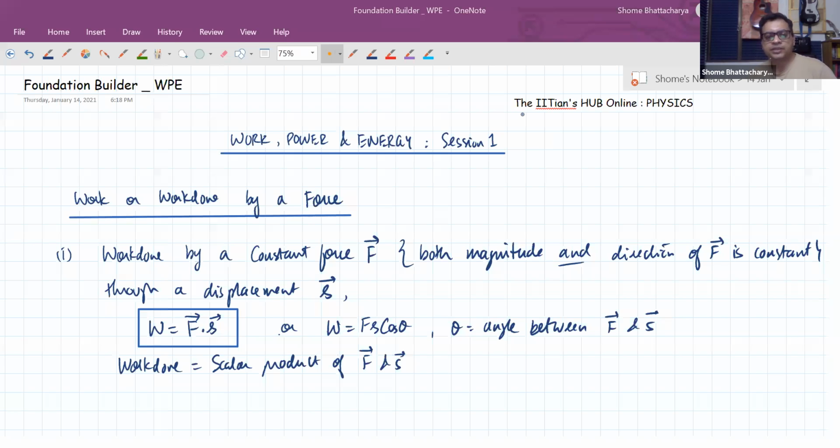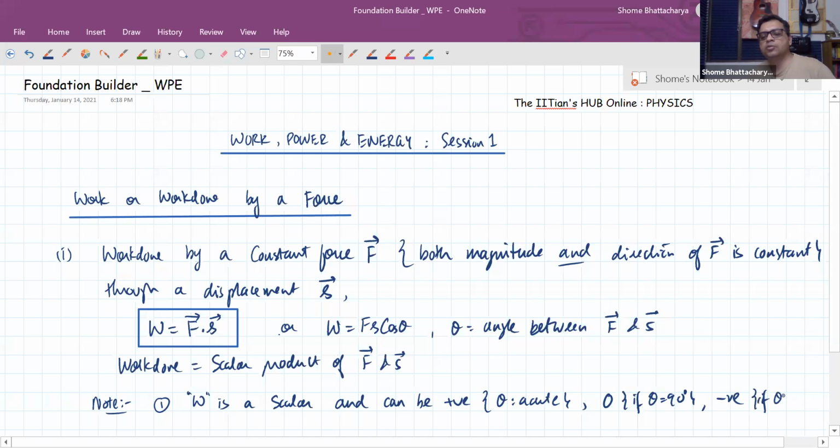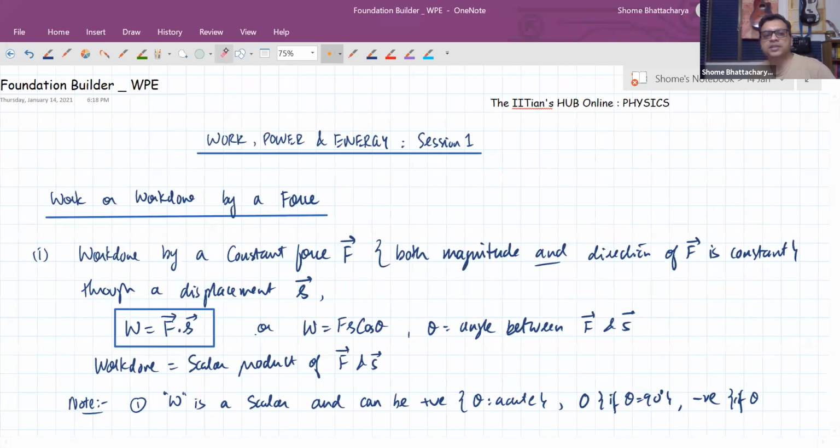So immediately in the definition, you can see one thing, that it is a scalar quantity, because the scalar product of two vectors gives you a scalar quantity. Work done is a scalar, and it can be positive if theta is acute, it can be 0 if theta is 90 degrees, and it can be negative if theta is obtuse. So depending on the angle between the displacement and the constant force, the work done can be a positive scalar, it can be 0, or it can be a negative scalar.